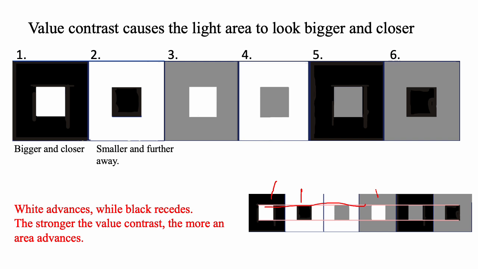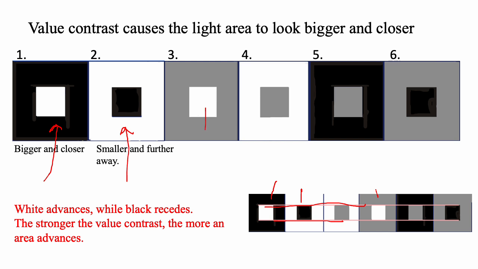I use three values here: black, white, and gray, and I drew these lines to show you that these internal squares are in fact the same size. But when we look at them, they don't look the same size. This white square, for example, looks bigger and closer than this black square, and that's because white reflects light, appearing to expand, while black absorbs light, appearing to contract.